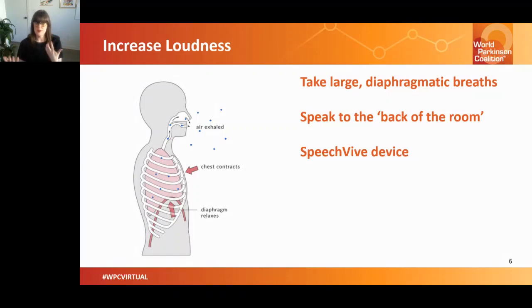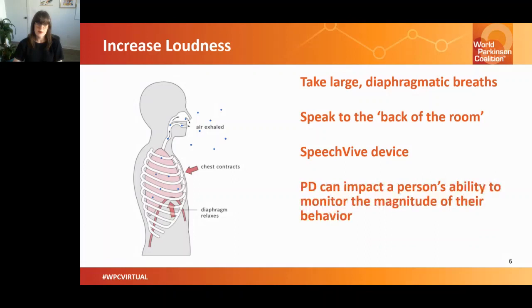And it works on what's called the Lombard effect. So if we are in a noisy space, we tend to automatically increase the volume of our voice. So this just simply works on that. But it's important to notice that Parkinson's can impact a person's ability to monitor the magnitude of their behavior. So with speech and with voice, that results in a low pitch or a soft voice. But the individual can sometimes feel like they're producing a normal volume of voice.